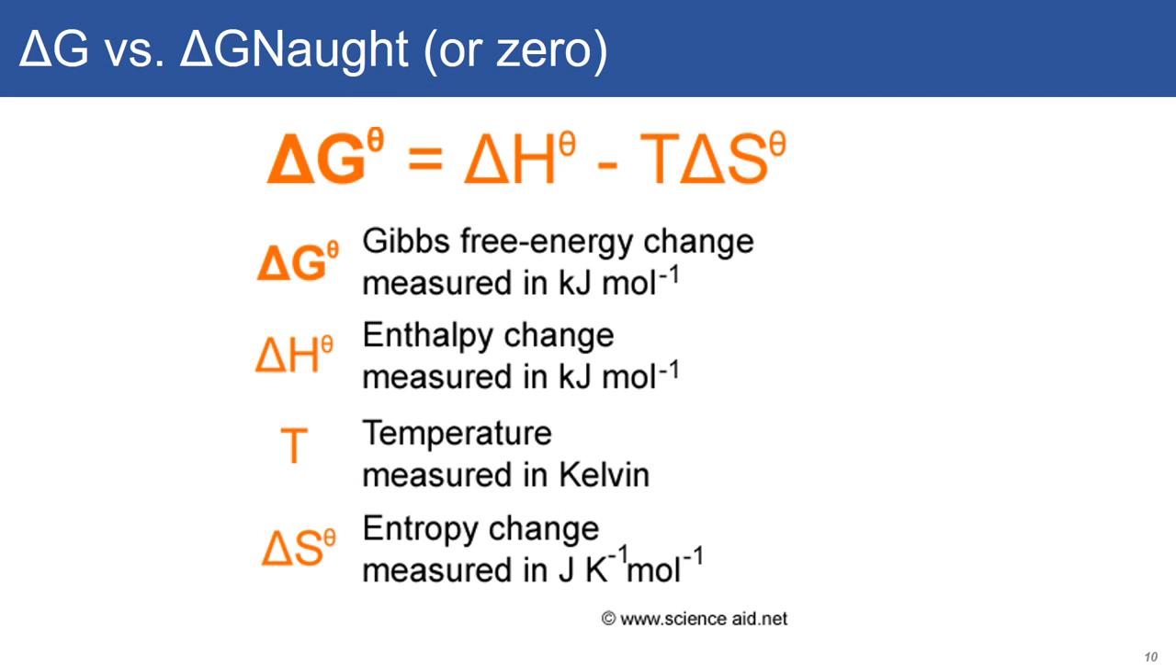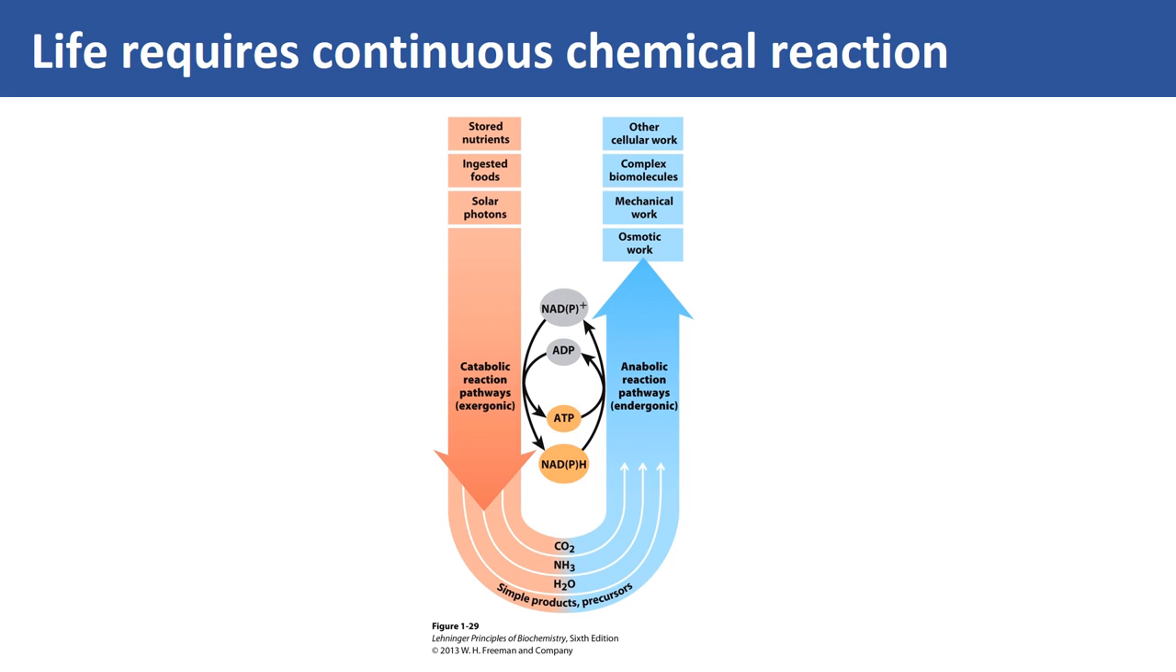And that's where we're going to start to see the delta G naught is equal to the delta H naught minus the temperature times the change in entropy. Gibbs free energy is measured in kilojoules per mole. Enthalpy is measured in kilojoules per mole. Temperature is obviously in Kelvin, and entropy is measured in joules per Kelvin per mole. Those are the equations and the units, important to know. Okay, that's kind of a 1,000-foot view of thermodynamics.